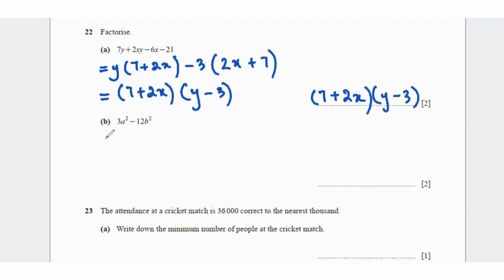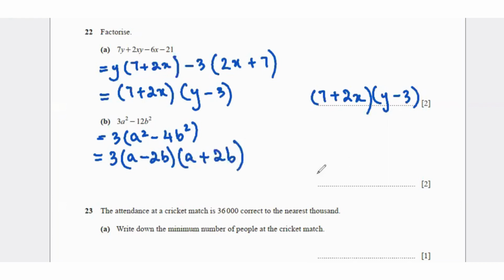3a squared minus 12b squared. So we take 3 common first. That leaves us with a squared minus 4b squared. If you remember the rule, difference of perfect squares, where a squared minus b squared equals, sorry, (a plus b) times (a minus b), we're going to apply the same rule over here. (a minus 2b) times (a plus 2b). That is going to be your answer for this.